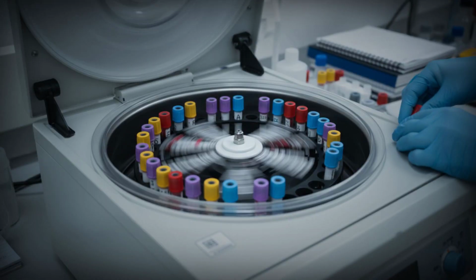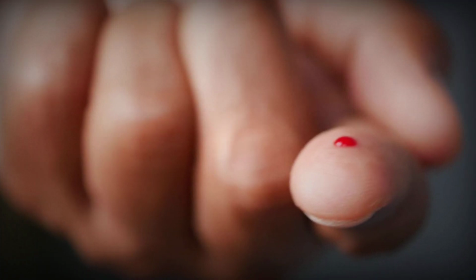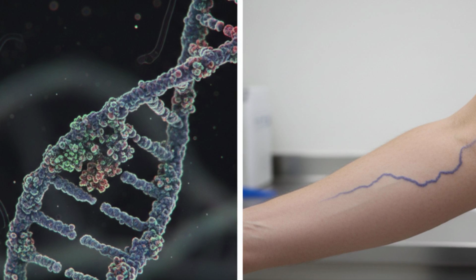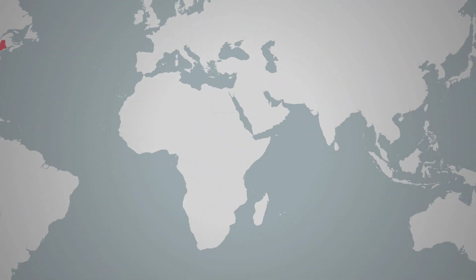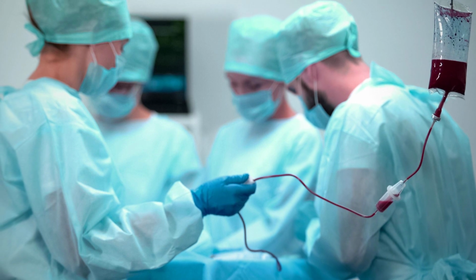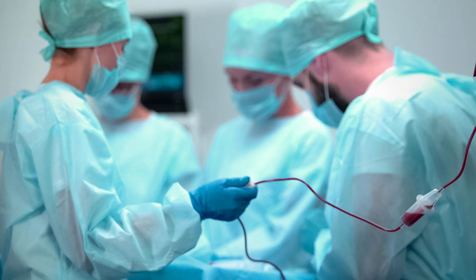The hidden story behind blood types and what yours means. Right now, there is a microscopic code running through your veins that links you to ancient human migrations, determines how your body fights disease, and could mean the difference between life and death in a hospital.